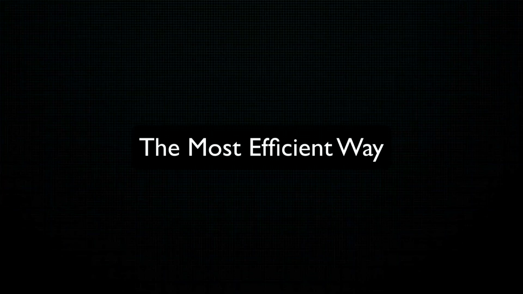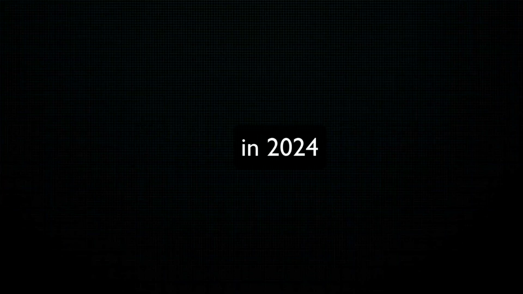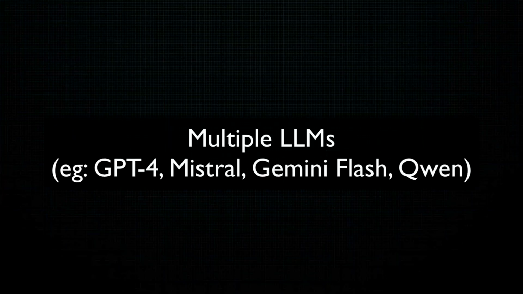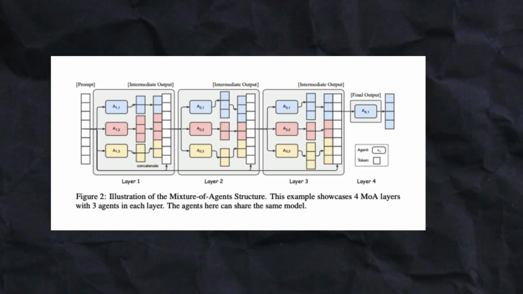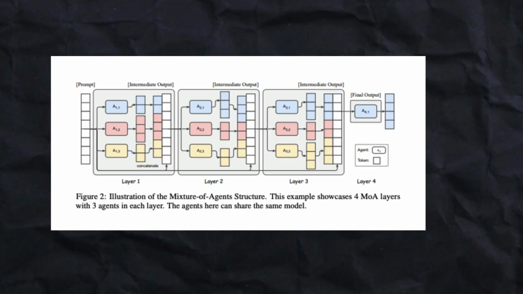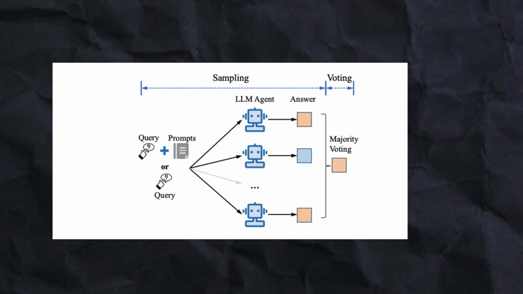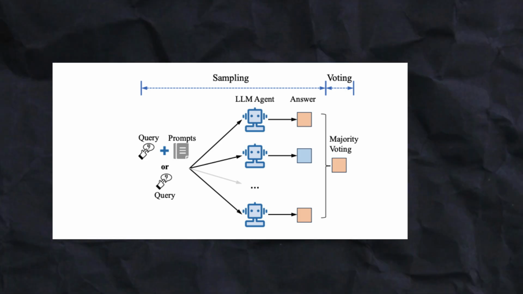Most efficient way to build an LLM-based application in 2024 is to use multiple LLMs. And there are multiple ways to do it. You have a mixture of agents. Sometimes people just stack multiple LLMs. But one of the ways to use it is to use a router.